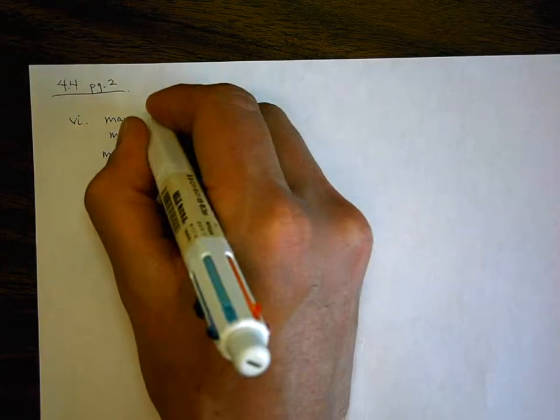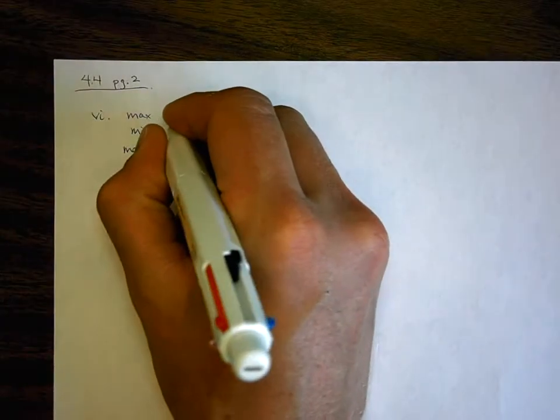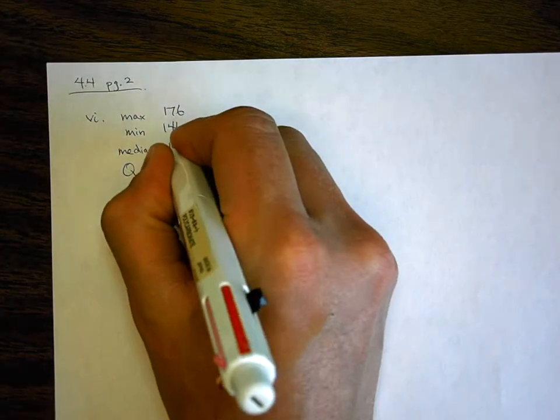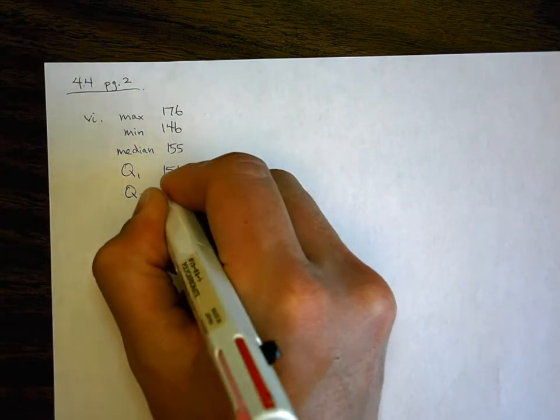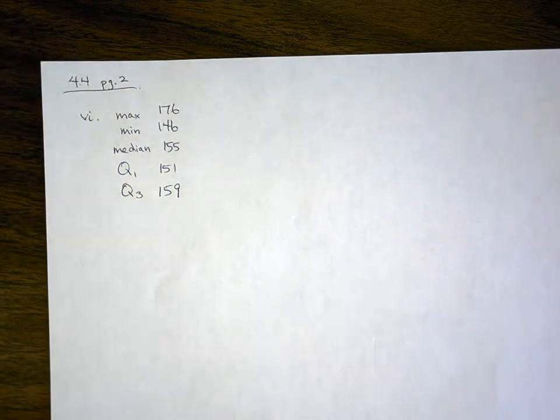Now the max was the max time it took, which was 176. The min time was 146. The median, we got them before. The median was 155. The Q1 was 151, and my Q3 was 159. Okay, so now I'm going to draw the box and whisker plot.